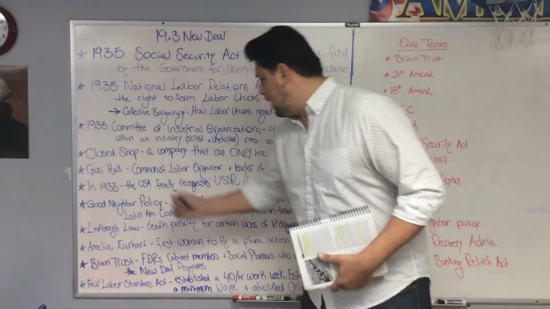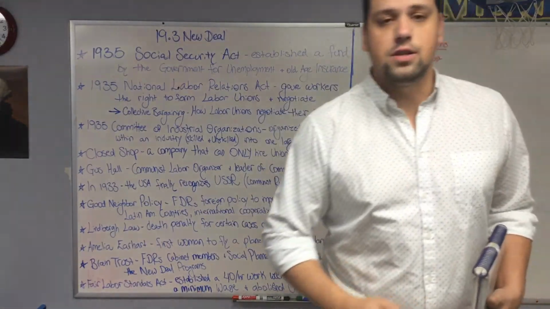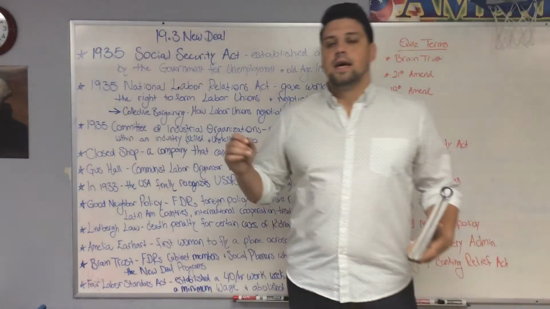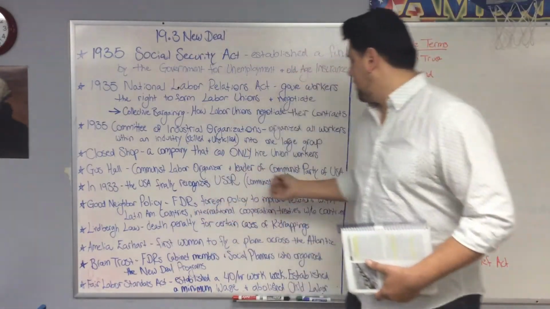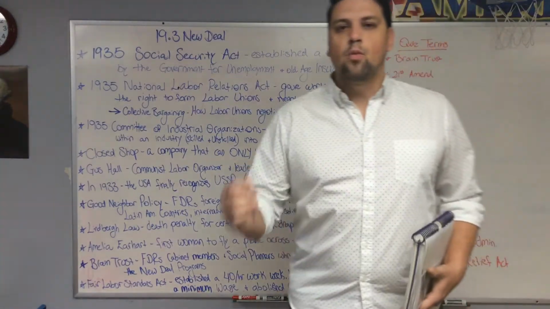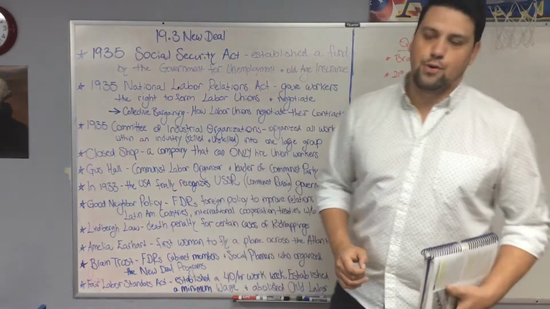In 1933, the United States finally gave recognition to the USSR, the Union of the Soviet Socialist Republics. It is the first time that we gave recognition to a communist country. Now, the USSR became a nation in 1922, but we didn't officially recognize it as a country for another 11 years until 1933.